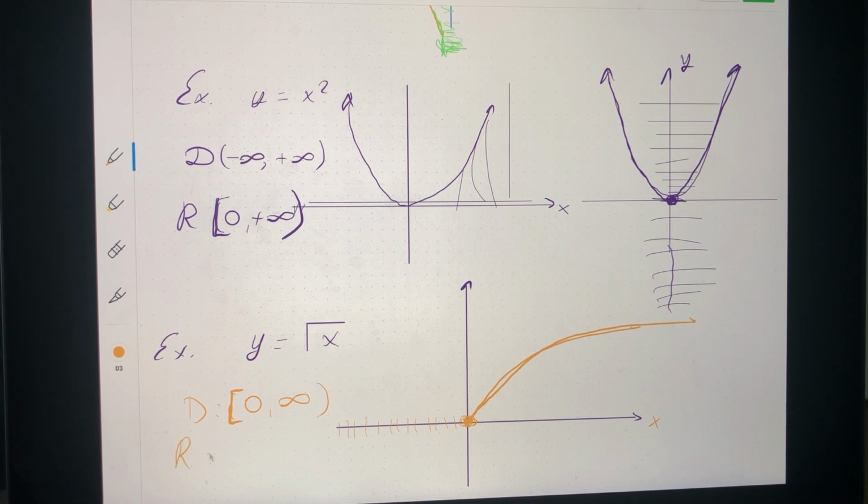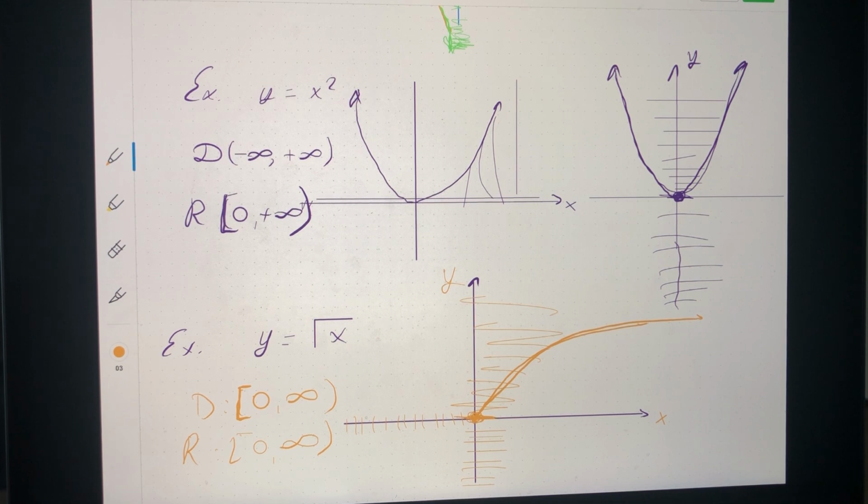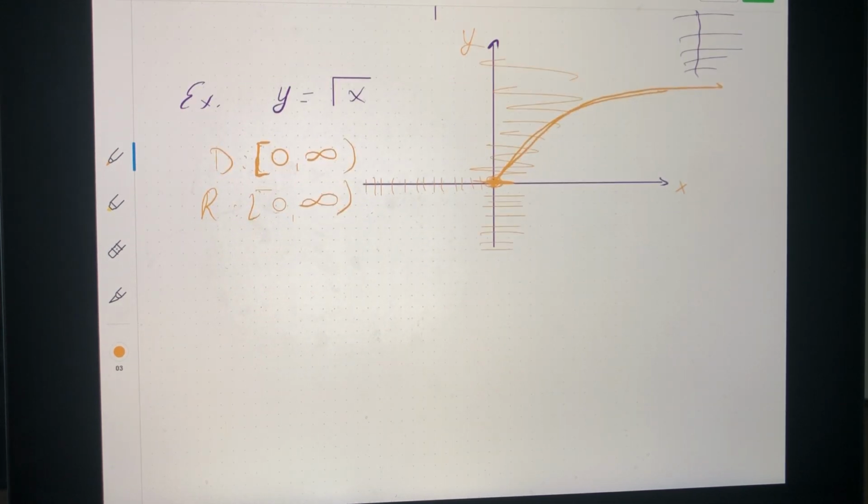What's the range? Where does the picture start on the y? Well, there is nothing here. The picture only begins when we hit y equals 0. Then it goes up and up and up forever. So also from 0 including, and then all the way to infinity. And infinity always is in parentheses because it's not included. And just one last example.